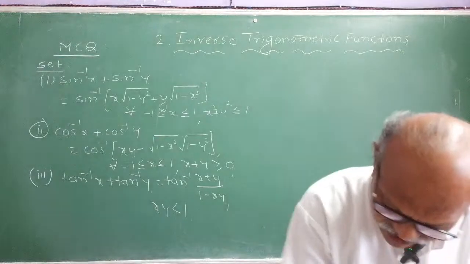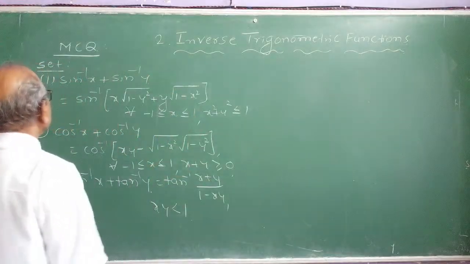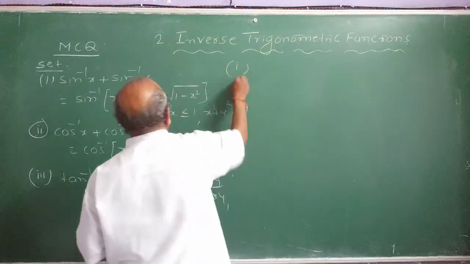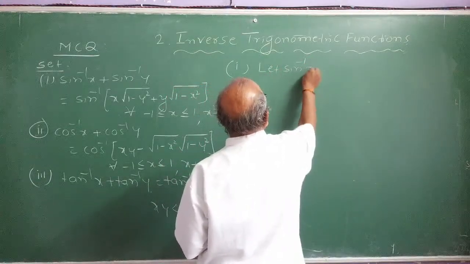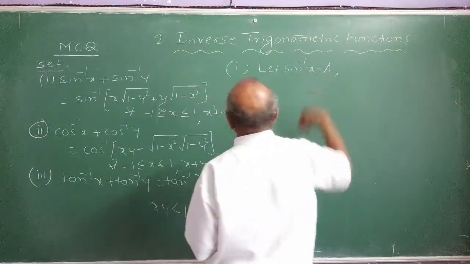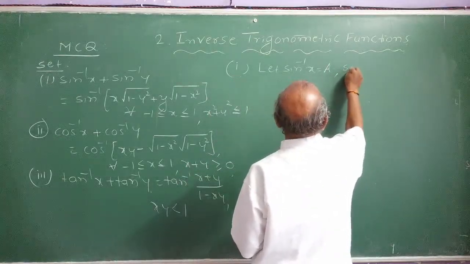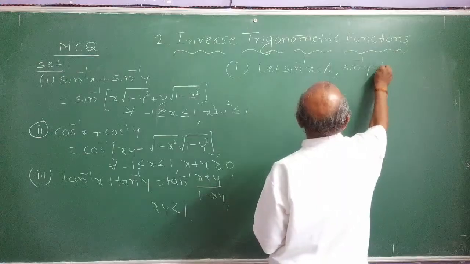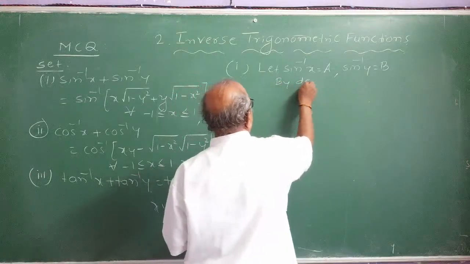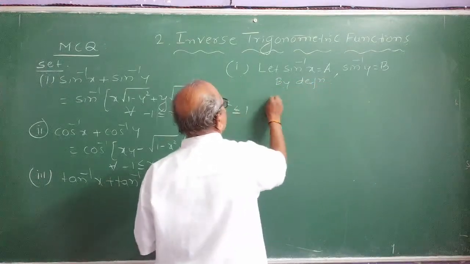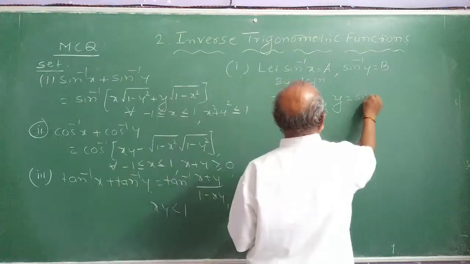Let us try to prove this set of results. Look at the problem. In the first result, you assume that sin inverse x is equal to a, with the restrictions minus 1 and plus 1, and sin inverse y is equal to b. So by definition of inverse trigonometric functions, x becomes equal to sin a, and y becomes equal to sin b.